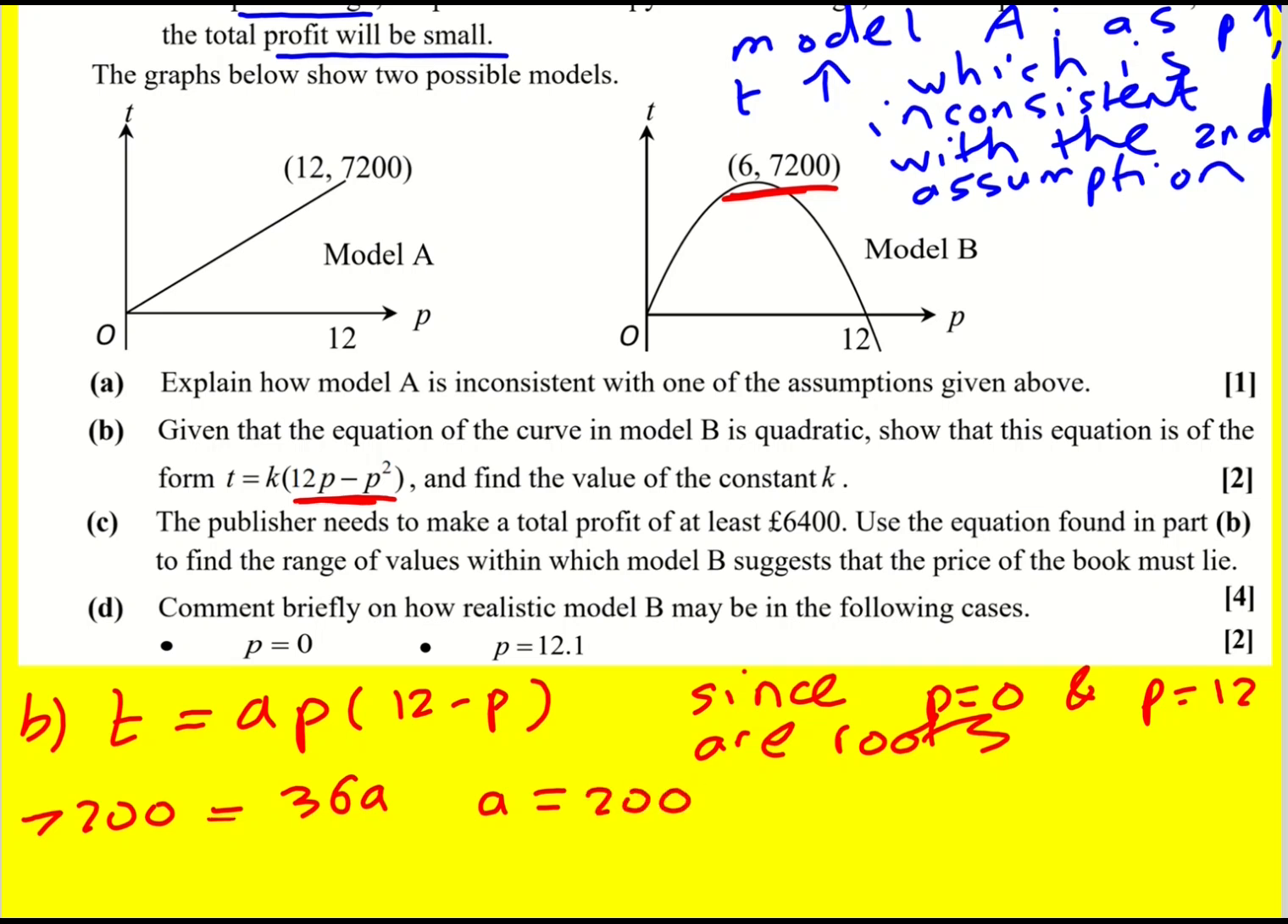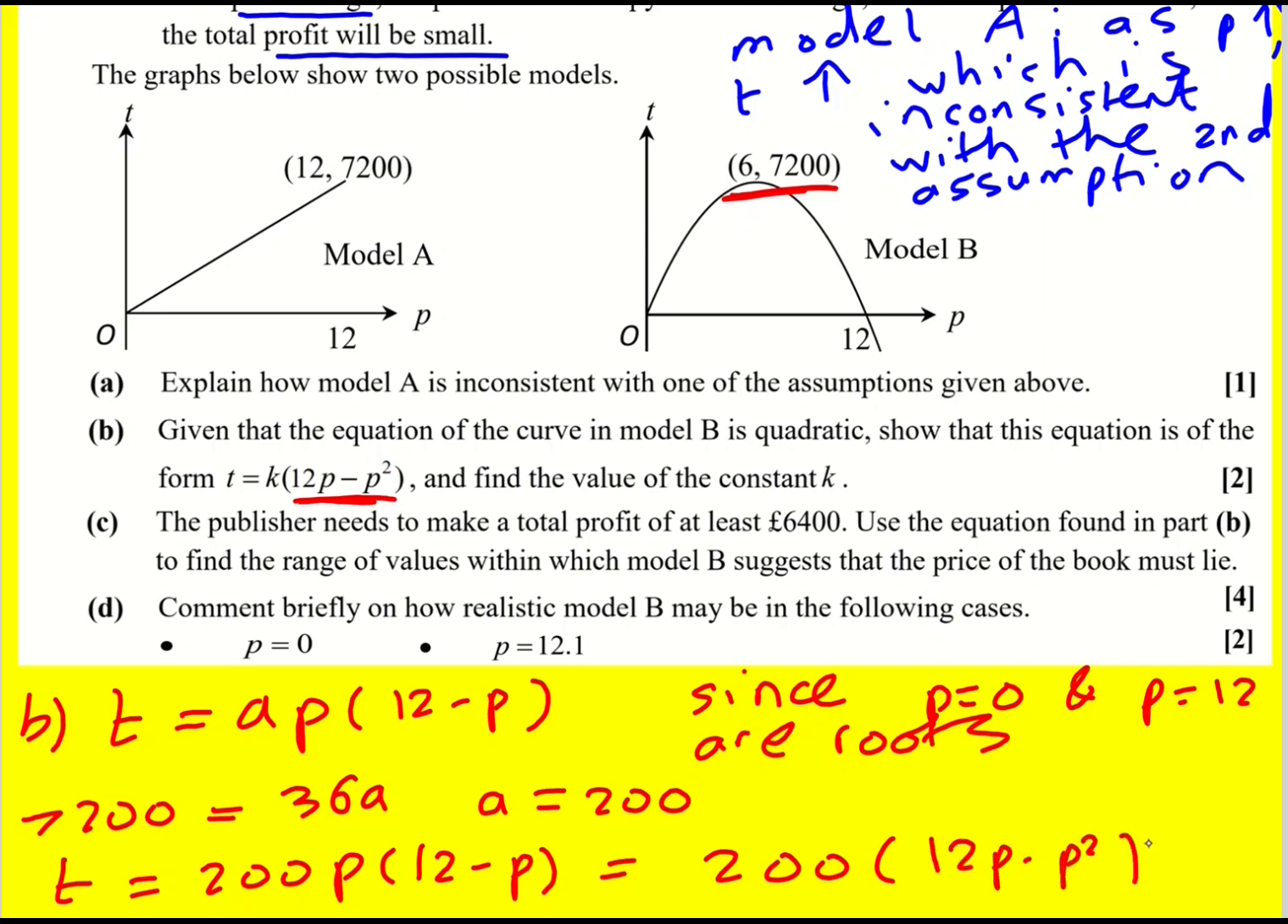And if you'd done it the other way around and got P minus 12, you would have got A as minus 200. It's not a big deal. So T is going to be 200P times 12 minus P. It's nearly in the form, but they've actually multiplied through to give 200 times 12P minus P squared. So let's just say k is equal to 200, just to clarify it, even though it's implied.